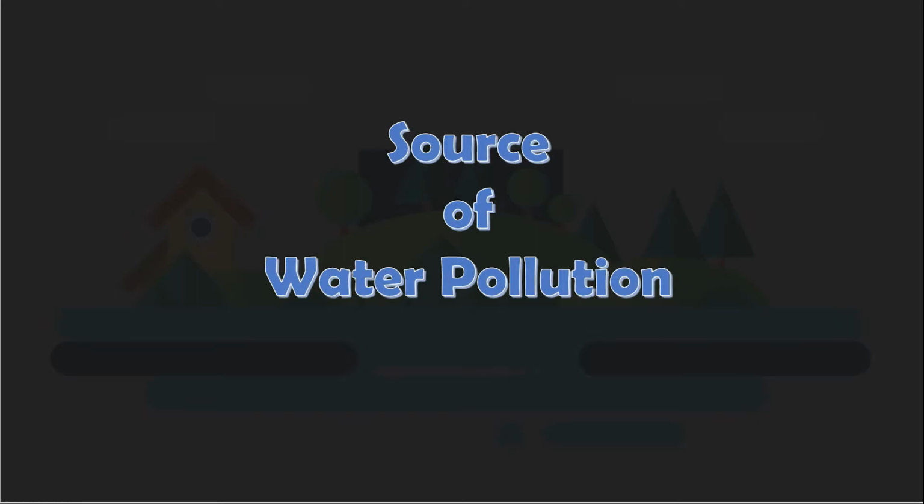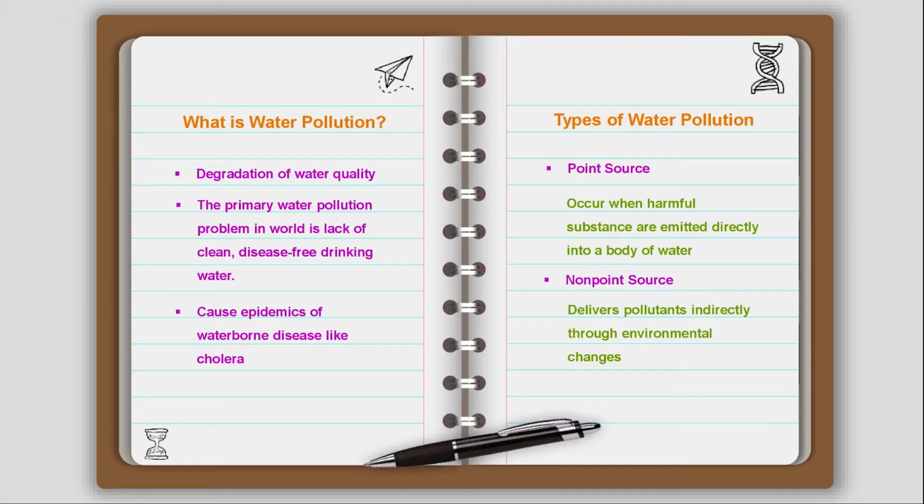Source of water pollution. What is water pollution? Water pollution is degradation of water quality. The primary water pollution problem in the world is lack of clean, disease-free drinking water, causing epidemics of waterborne disease like cholera.